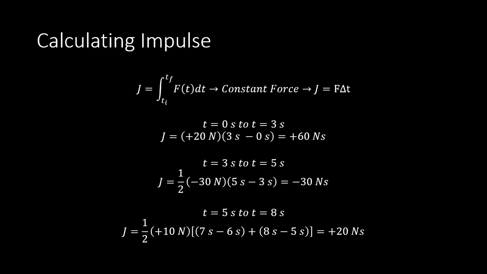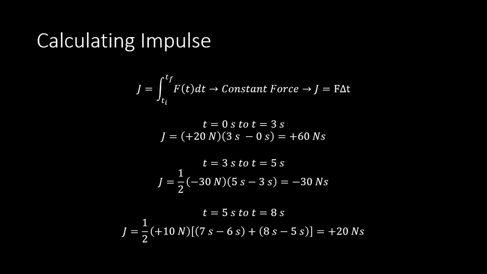From 3 to 5 seconds, the area described by that region of time is in the shape of a triangle, so 1/2 base times height, or impulse in this region is 1/2 times the height of negative 30 newtons times the time range of 2 seconds, or it went from 3 to 5 seconds, so take the difference and get 2 seconds. 1/2 times 2 seconds is 1, so negative 30 newtons times 1 second is negative 30 newton seconds.